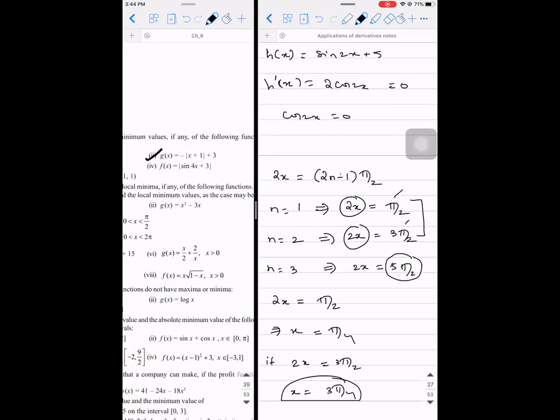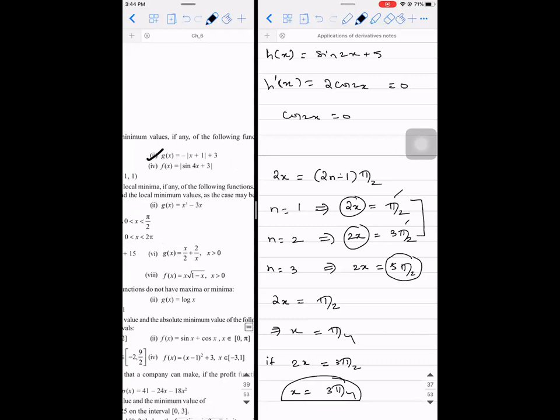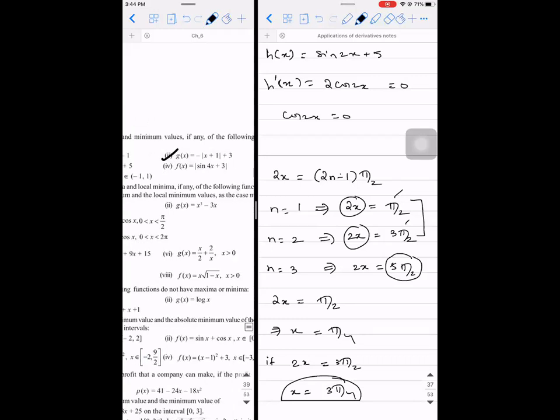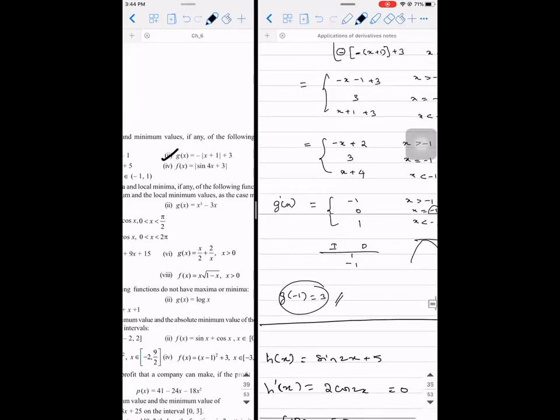Somebody called now. Tell me. Sir, in the previous sum, why does no minimum value exist? Where is no minimum? In which one? G of x, sir. That minus of mod x plus 1. Yes, sir. You have no minimum value. I'm sorry, maximum. Because that is a continuously decreasing function. Oh, okay, sir. So the least value will be minus infinity.